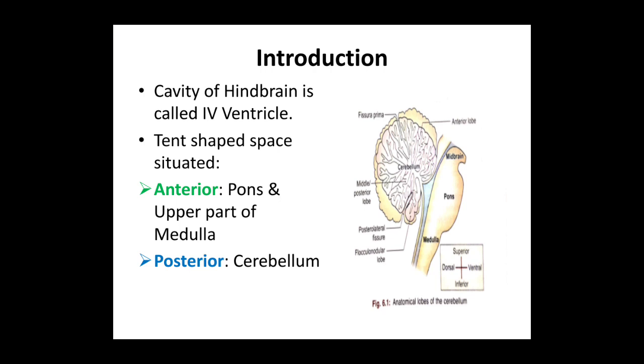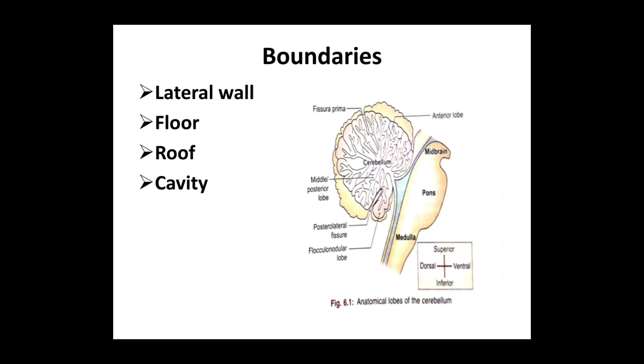The cavity of the hindbrain is called the fourth ventricle. It is a tent-shaped space. Anteriorly, it is related to the pons and upper part of the medulla, and posteriorly to the cerebellum. Boundaries are the lateral wall, floor, roof, and cavity.